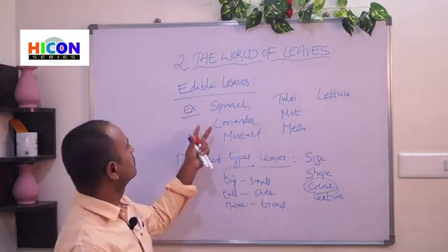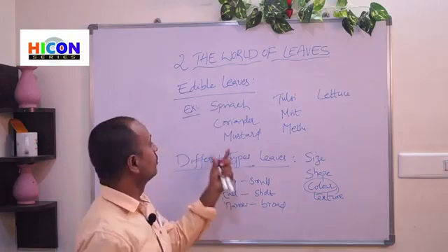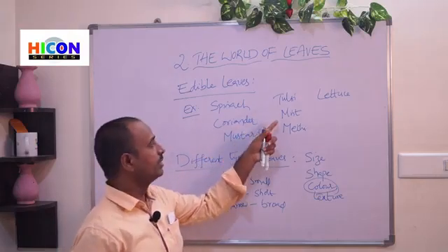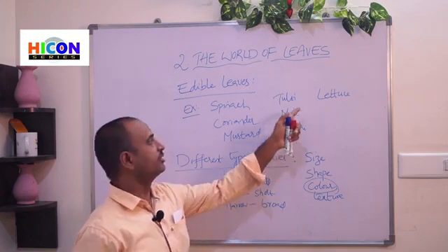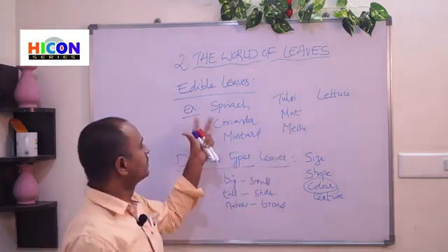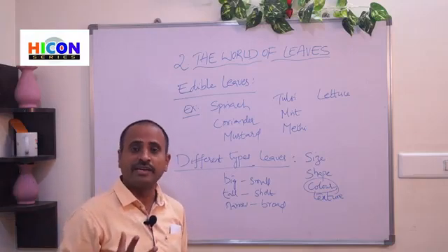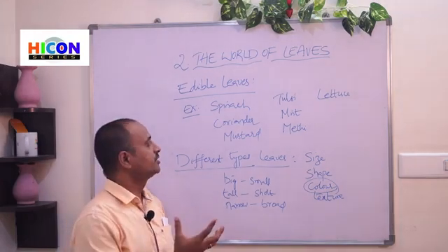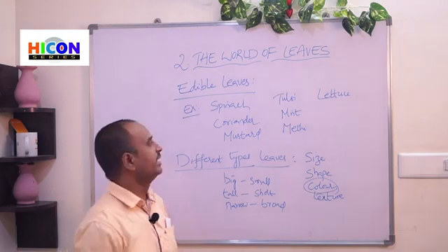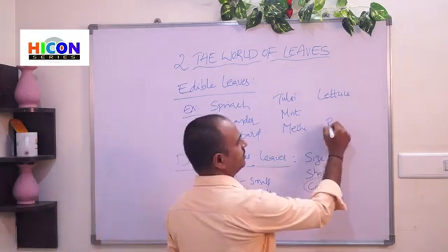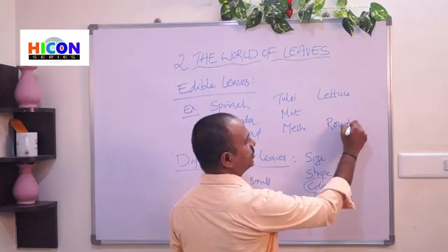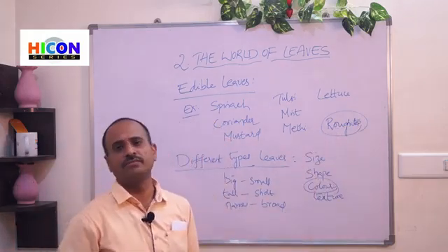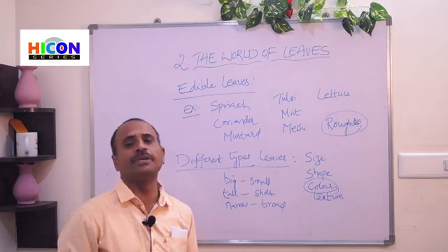We can use these leaves in our daily life, in our food materials: spinach, coriander, mustard, tulasi, mint, methi, lettuce, etc. And the leaves contain nutrients. That means so many vitamins and minerals are there in the leaves, which are very helpful to our body, and they provide roughage to our body. That means these are very helpful in the digestion of food and prevent constipation.